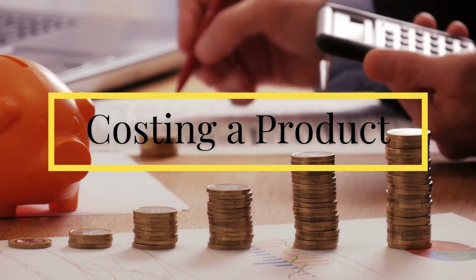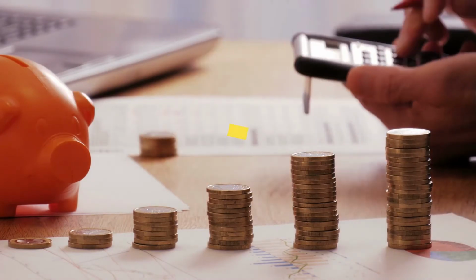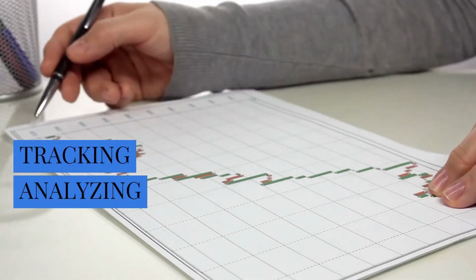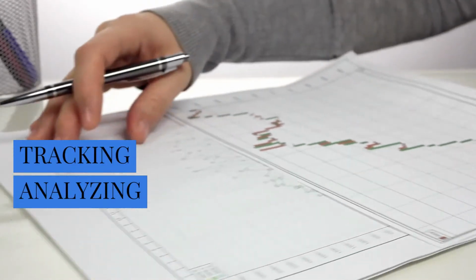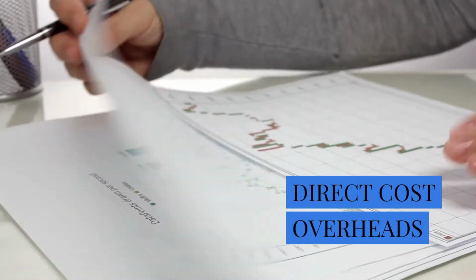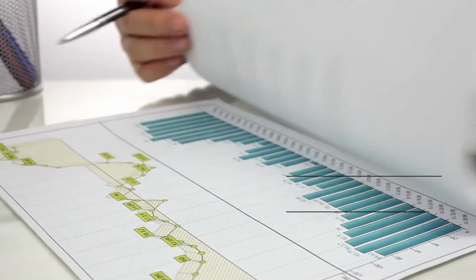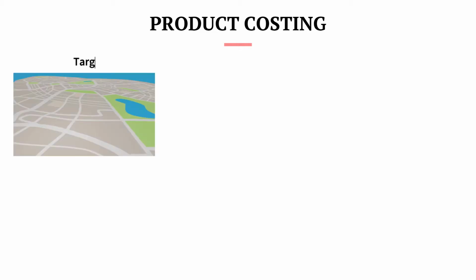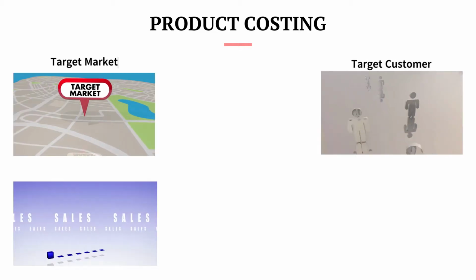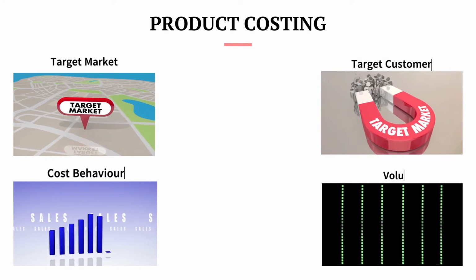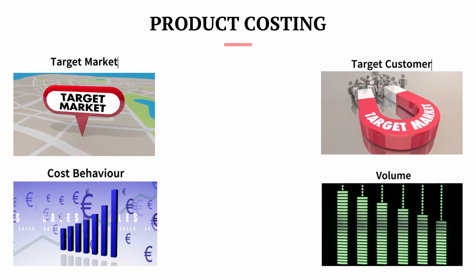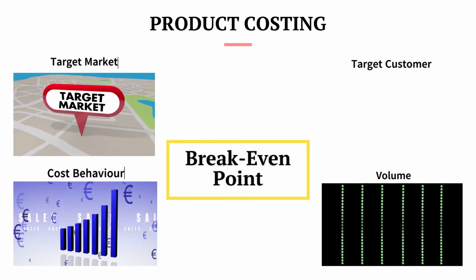Costing a product is one of the major decisions a company takes. Product costing is the process of tracking and analyzing all of the costs incurred in the production and sale of a product or service, including direct costs and overhead costs. Product costing depends on many factors such as understanding the target market, target customer, fixed and variable cost behavior, volume to be produced and sold, and most importantly, the point where the company will make no gain and no loss, that is called break-even point.